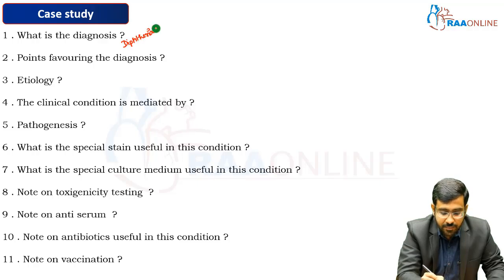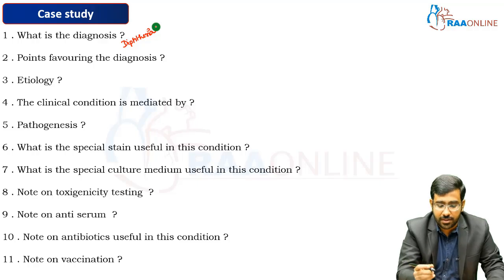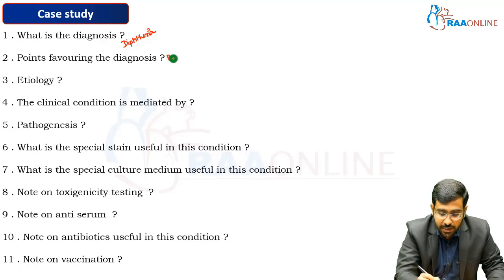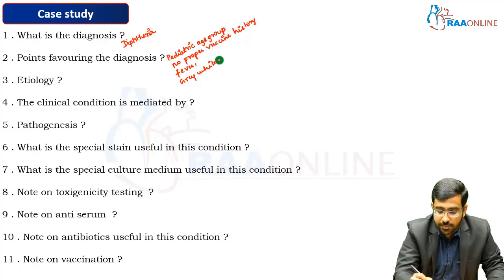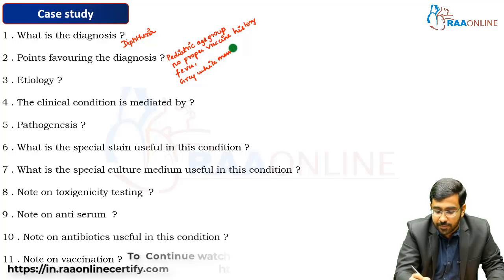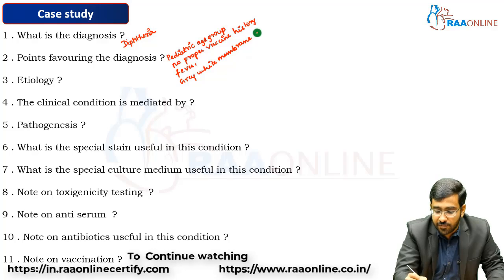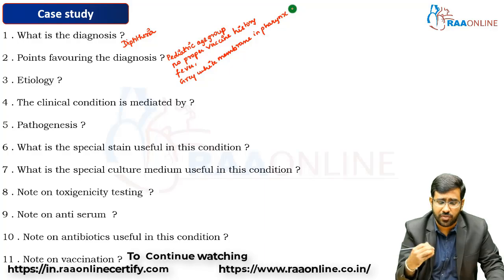diphtheria, probably. And what are the points which favor the diagnosis? Here it is a pediatric child, with no proper vaccination history, and there is fever, and there is a grey-white membrane in the pharynx. So these are the points which favor the diagnosis.